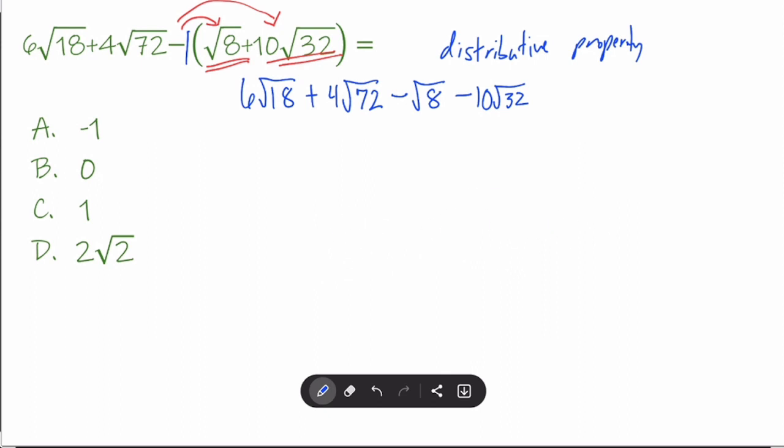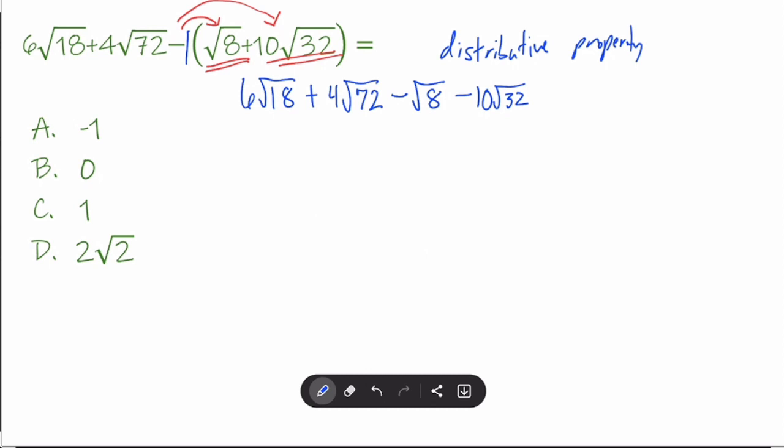But in this case, there is nothing that's the same. The first one is 18, it's 72, it's 8, and it's 32. So they are totally different. So we cannot do anything about it yet, but we're gonna do something to make it the same. So how do we do it?